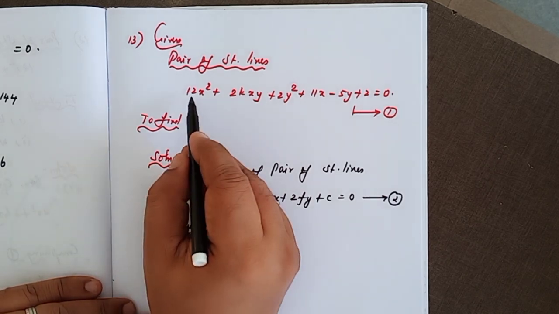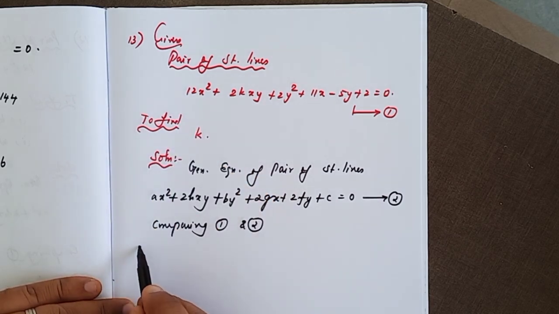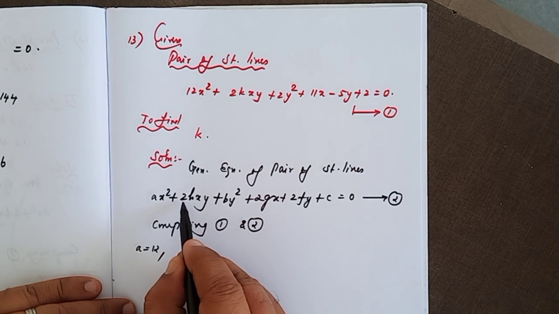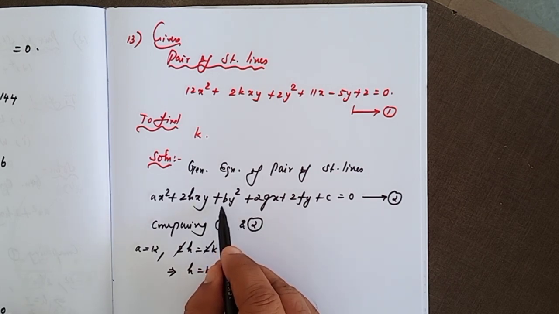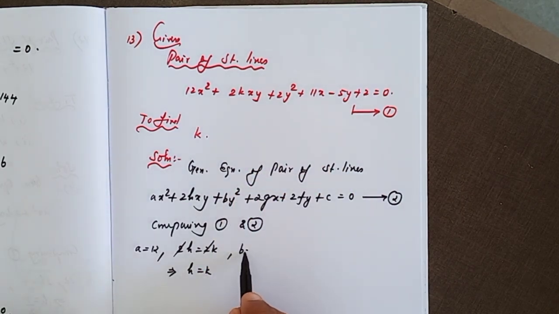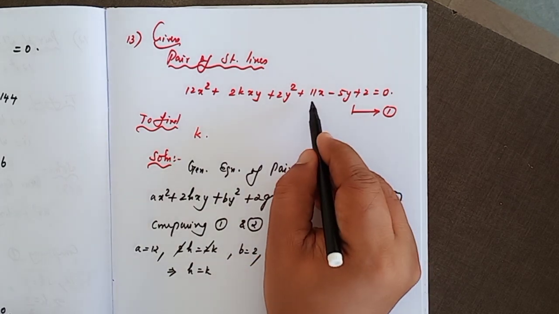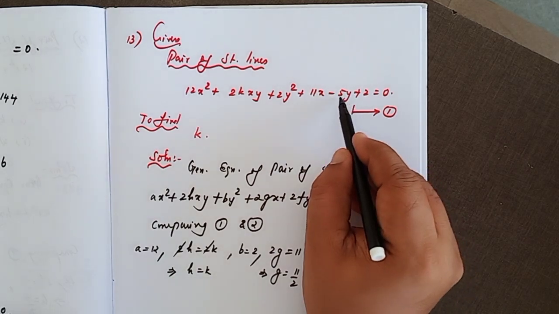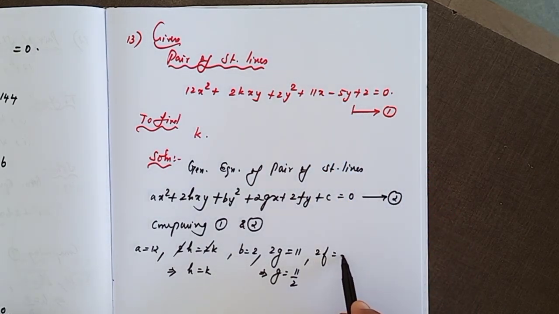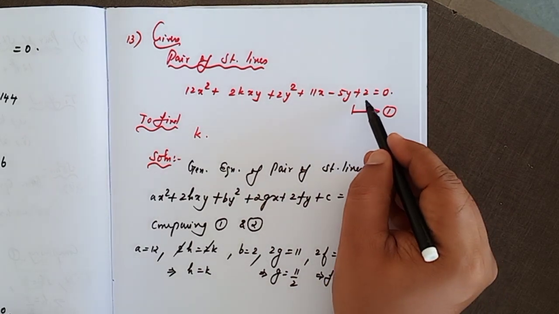The x squared coefficient is a, here 12, so a is equal to 12. The xy coefficient is 2h, here 2k. 2h is equal to 2k, which implies the 2 gets cancelled, h is equal to k. The y squared coefficient is b, here 2, so b is equal to 2. The x coefficient is 2g, here 11. 2g is equal to 11, which implies g is equal to 11 by 2. The y coefficient is 2f, here minus 5. 2f is equal to minus 5, which implies f is equal to minus 5 by 2. And c is equal to 2.